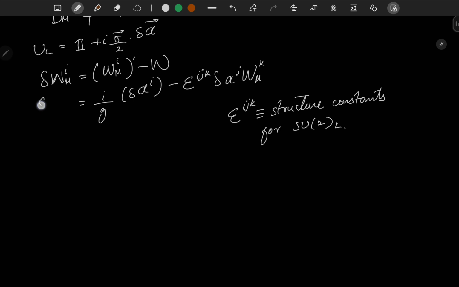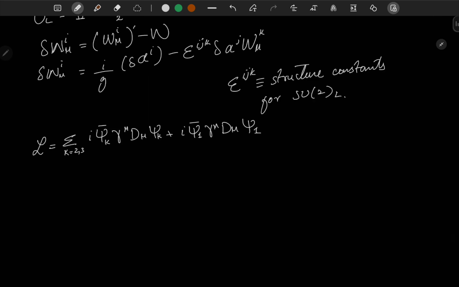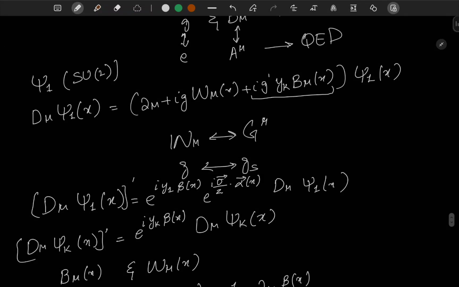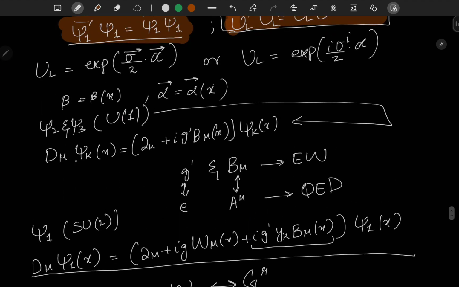And we deal with that issue later on. For now, we are going to write our Lagrangian and see. Here we are going to replace d mu with what we have found earlier. So this is the d mu for the psi1 field, and this is the d mu for the psi k field.